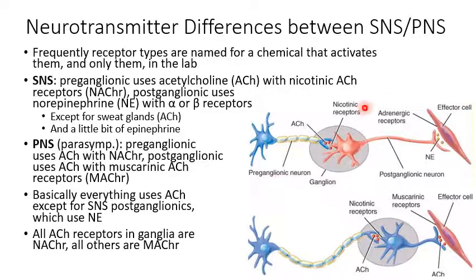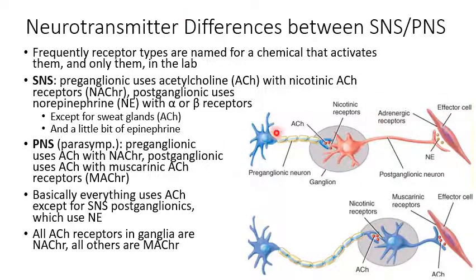So this diagram here is kind of showing the neurotransmitters and receptors used in the sympathetic nervous system. So you have your preganglionic neuron that is releasing acetylcholine as its neurotransmitter onto the postganglionic neuron. That acetylcholine is going to bind its receptors, which are nicotinic acetylcholine receptors on the postganglionic neuron. The postganglionic neuron releases norepinephrine as its neurotransmitter, usually. Then that norepinephrine is going to bind to its receptors on the effector cells or the target cells. And those receptors are going to be either alpha receptors or beta receptors.